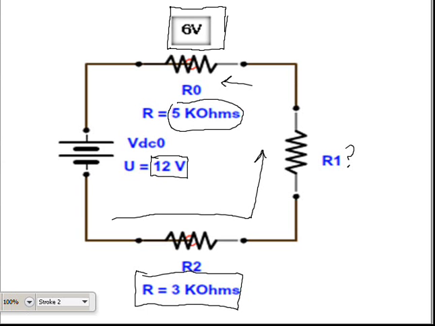So let's find R1, our total resistance, and the voltage drop at R3.